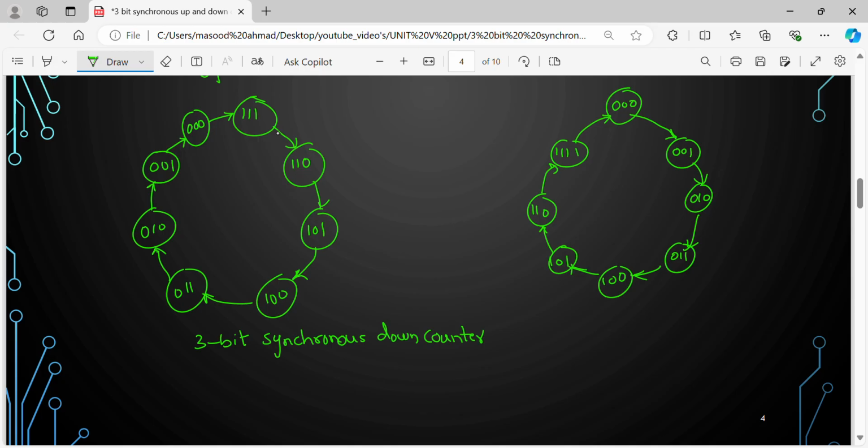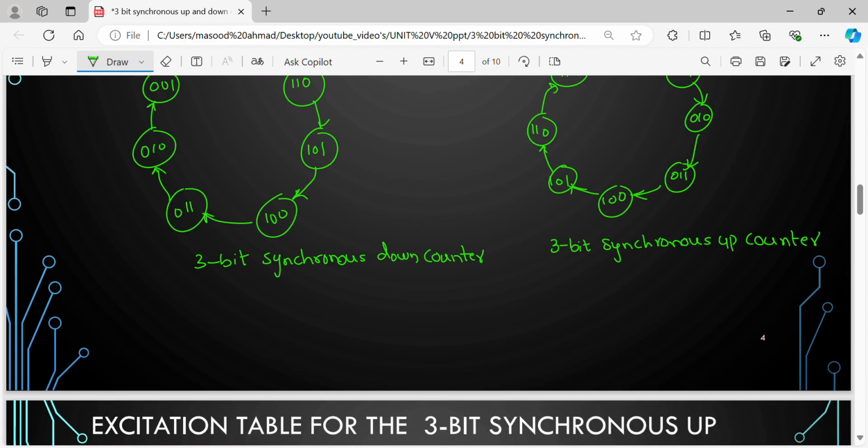What about this 3-bit synchronous up counter? Done, right? So 3-bit synchronous up counter, 3-bit synchronous down counter. Both we have seen. So for this, what we try to do is we try to develop an excitation table.